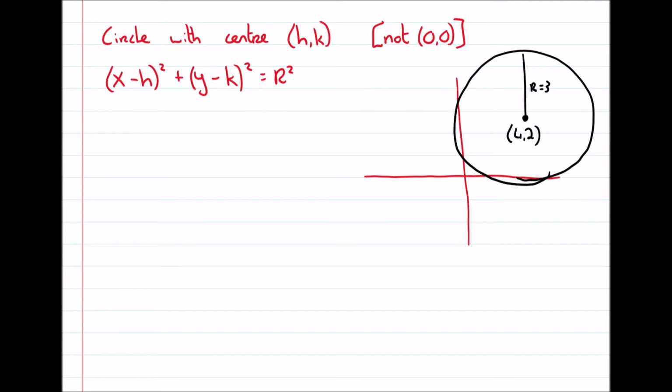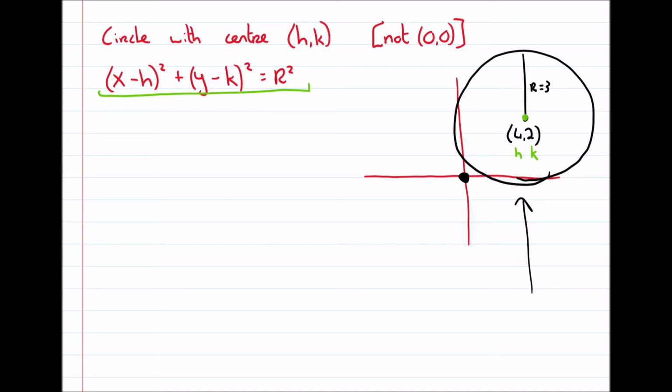Okay, next we have a circle with center h, k, and h, k just stands for any coordinates except 0, 0. An example of a circle with center h, k would be this one here. In other words, it's a circle whose center isn't at the point 0, 0. In this case, the center is 4, 2, so we call that h and that k. And here is what form the formula takes, and that's in our log books.